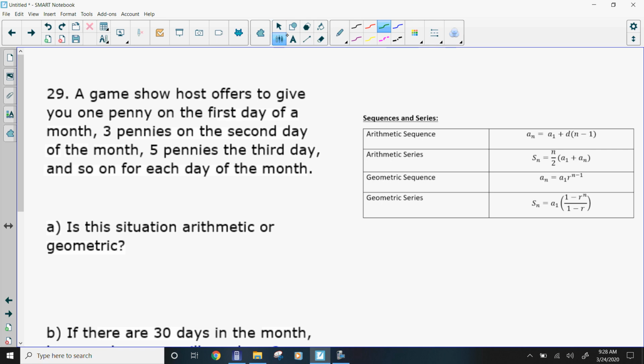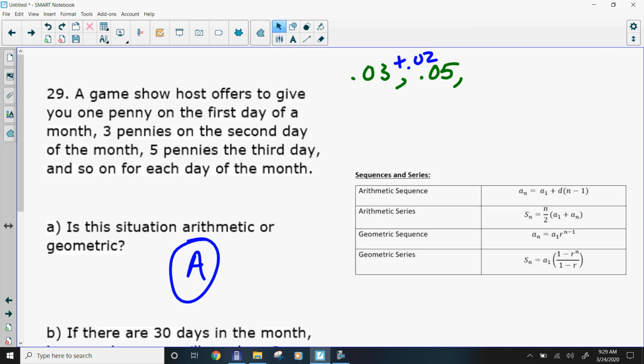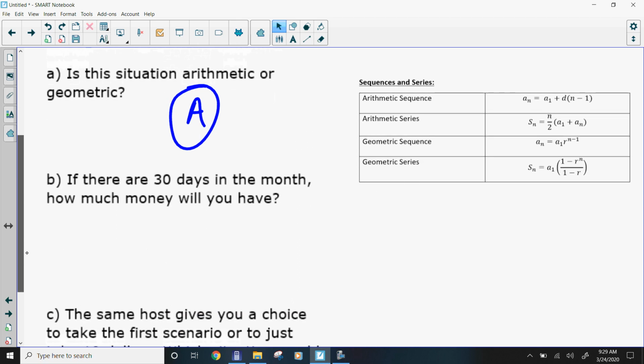Game show, they're going to give you on the first day of the month 3 pennies, second day, 5 pennies. So on day one, you got 3 pennies. On day two, you have 5 pennies, and so on. So it looks like this one is adding 2 pennies every day. And is it geometric or arithmetic? Since we're adding, it's going to be arithmetic. And then we're going to have to find out how much money we have. 30 days in the month, how much money are you going to have? So let's see what we got here.